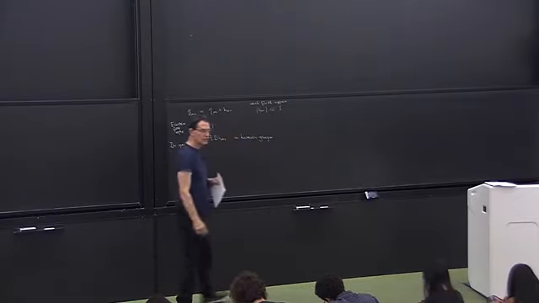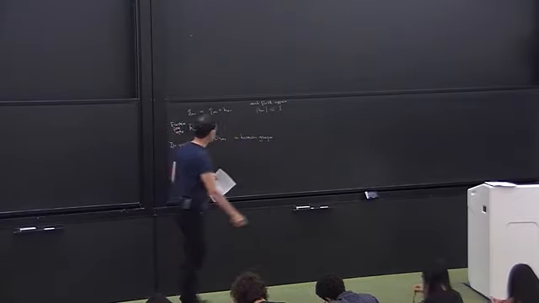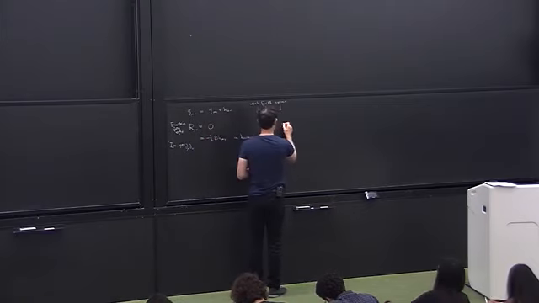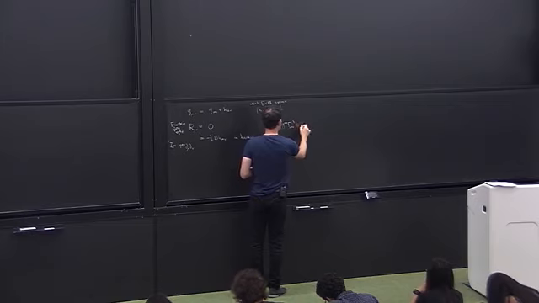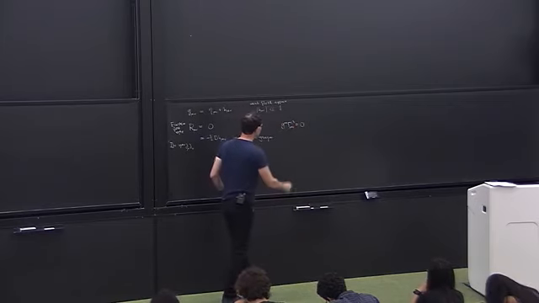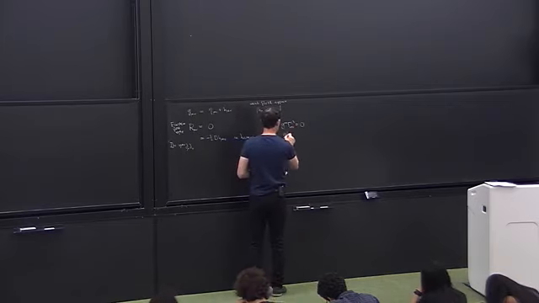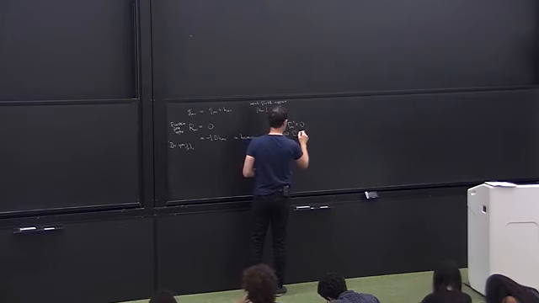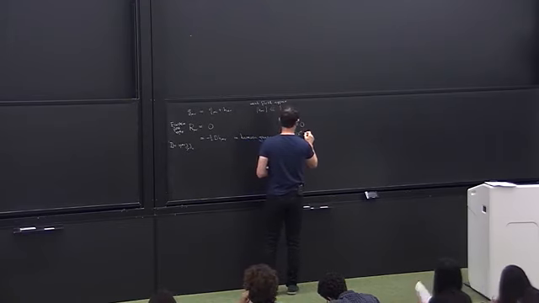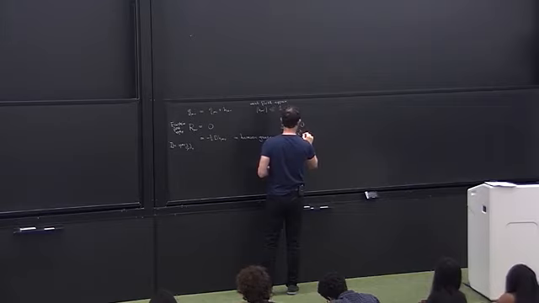Okay, and we discussed two ways of writing harmonic gauge. One way was g mu nu gamma mu nu lambda equals 0, and this is equivalent to box of x mu or x lambda equals 0.